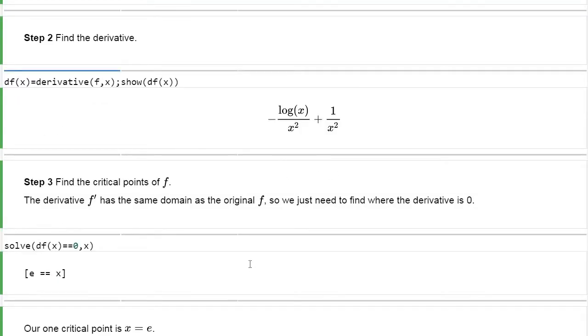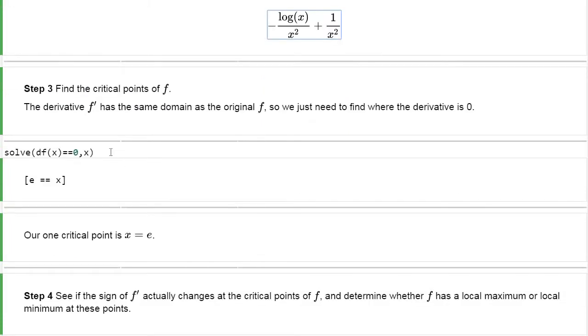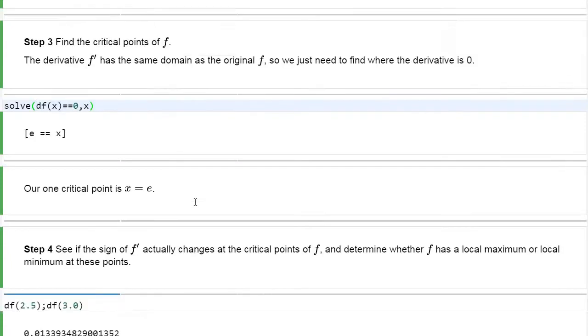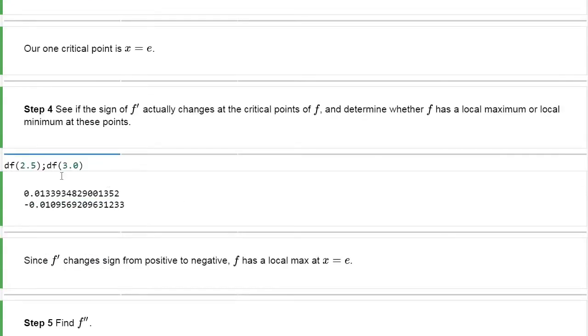Here's the derivative. Remember, log in Sage is natural log, so that's what we normally say ln. The domain of this derivative is the same as the domain of the function, so nothing new there. There is one critical point where the derivative is 0, at x equals e. Remember, e is not a variable, e is a number, roughly 2.7. Let's see if the sign of f prime changes. I took something to the left of e and to the right of e, and the sign changed, positive to negative. That's increasing to decreasing, which gives me a local max at x equals e.